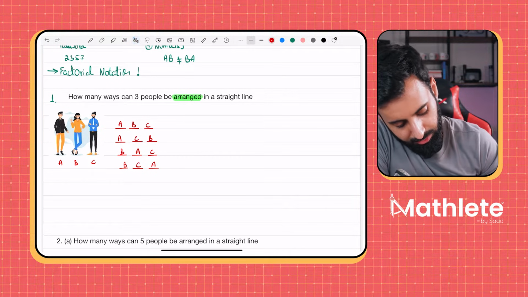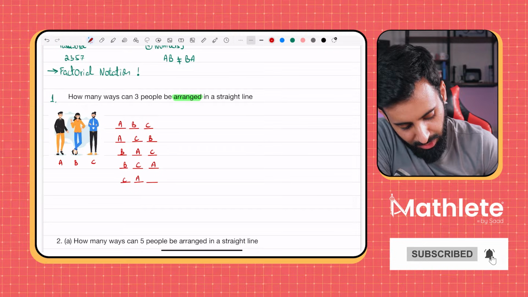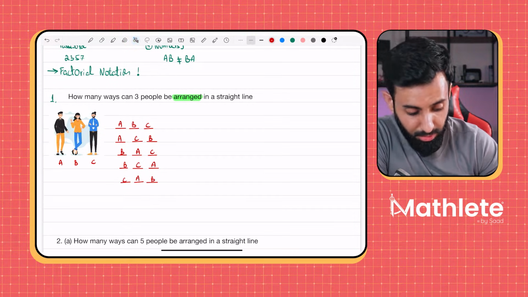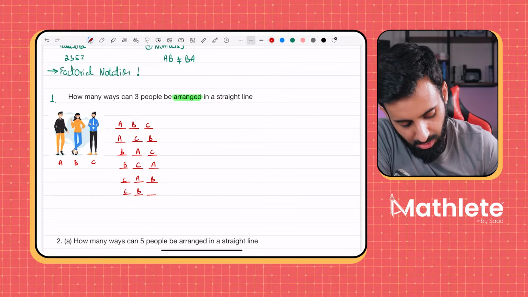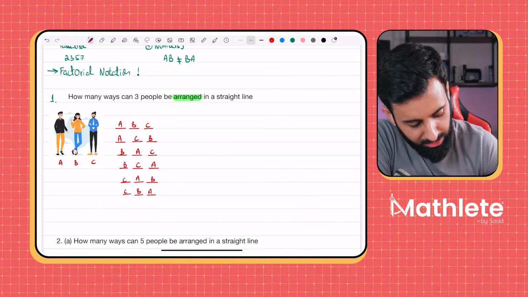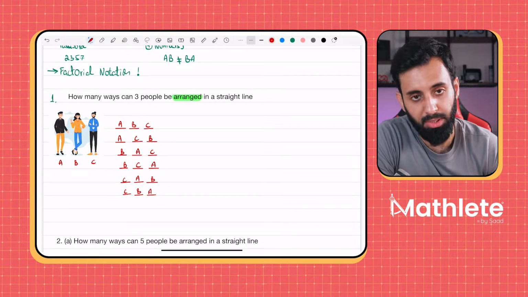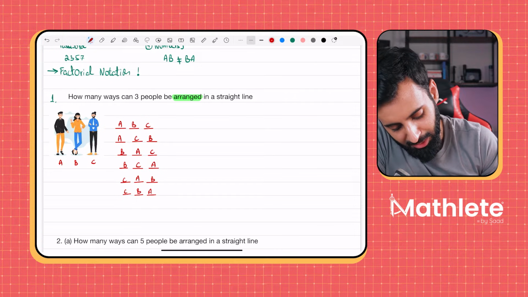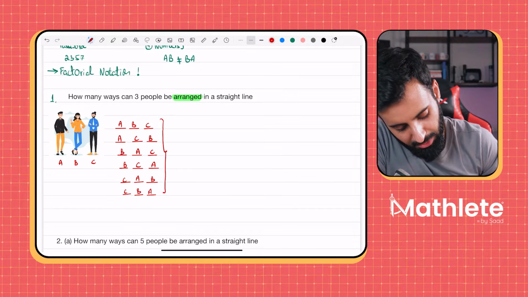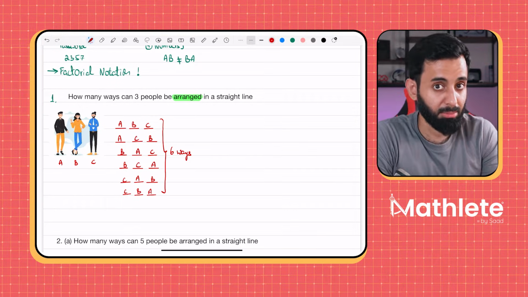Now what if C wants to be in the first place? In that case, we would have C, A, B, and notice that we can shuffle A and B. So that would make it C, B, A. Okay, now let's count: 1, 2, 3, 4, 5, 6. Now I encourage you to think of any other possibility, and with a bit of thought, you'll realize that there isn't. So altogether, you can see that we have how many ways? We have 6 different ways in which 3 people can be arranged in a straight line.